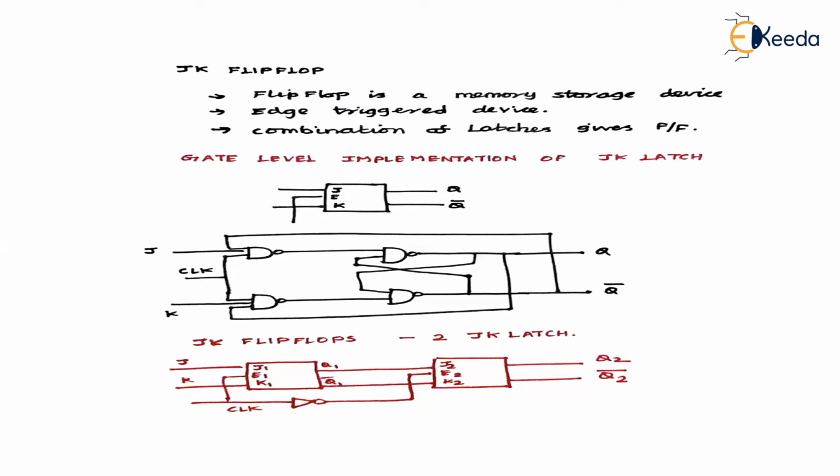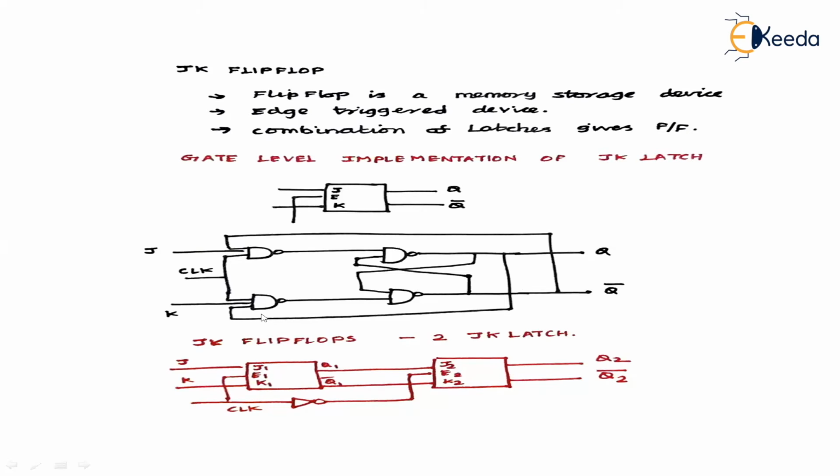So what is the block diagram of the JK flip-flop? J and K are the inputs, Q and Q bar are your outputs, and E is the enable pin. Now I'm drawing the gate level implementation of the JK latch. We have 4 NAND gates, and the inputs are the clock as well as J, and the output of the second NAND gate is given as the input of the first stage. In the same way, Q is given as the input to the first NAND gate.